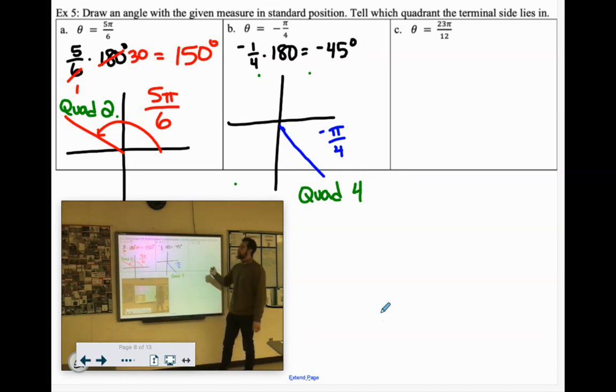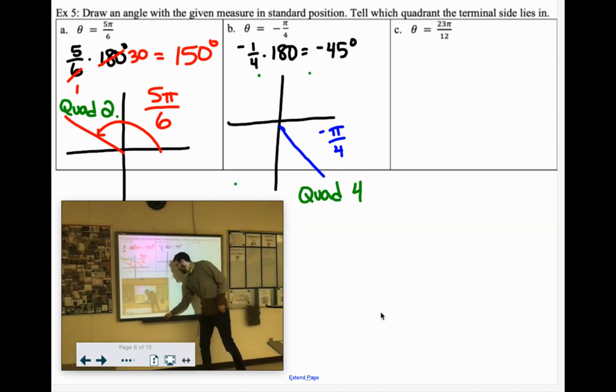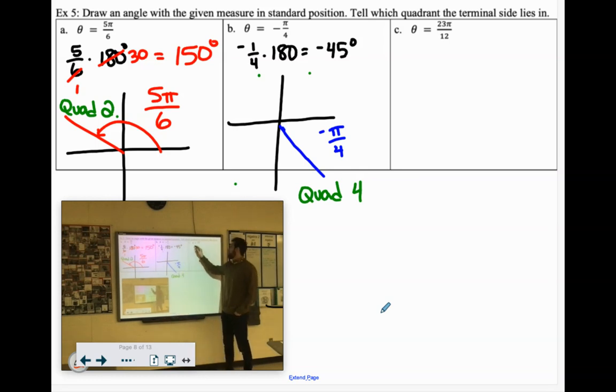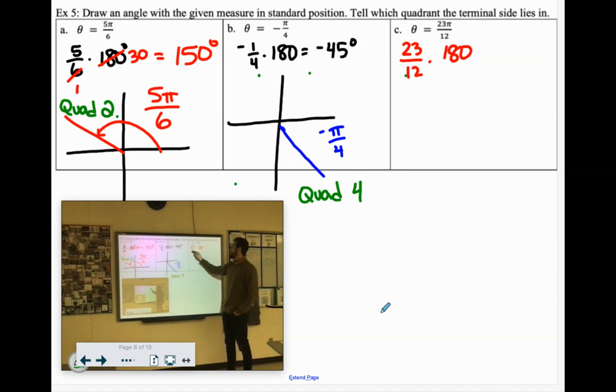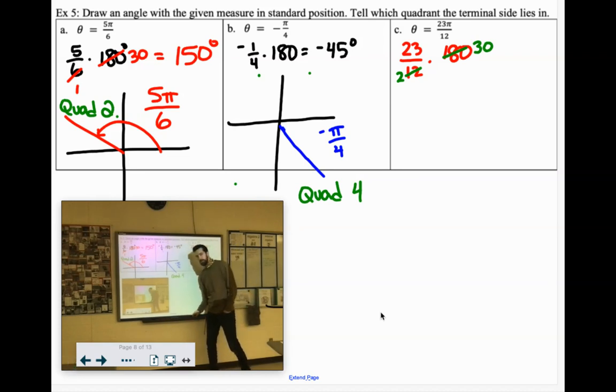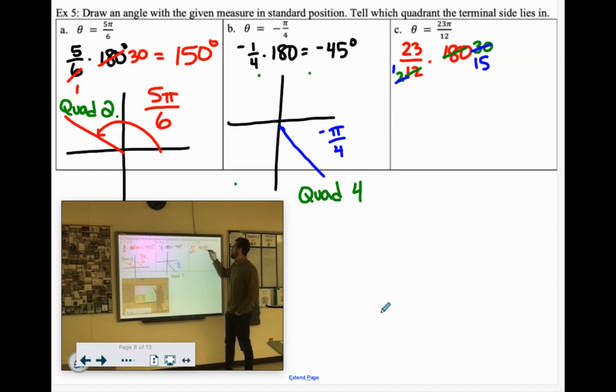Okay, 23 pi over 12. So if we were calculating the angle on that, if we were doing 23/12 times 180, now I'm familiar, I know 12 goes into 180, but let's say I didn't know exactly how many times. 6 goes into 180 30 times, right? 6 goes into 18 3 times, so 180 30 times. 6 goes into 12 twice, and then you can simplify that as well. So 2 goes into 2 once, 2 goes into 30 15 times.